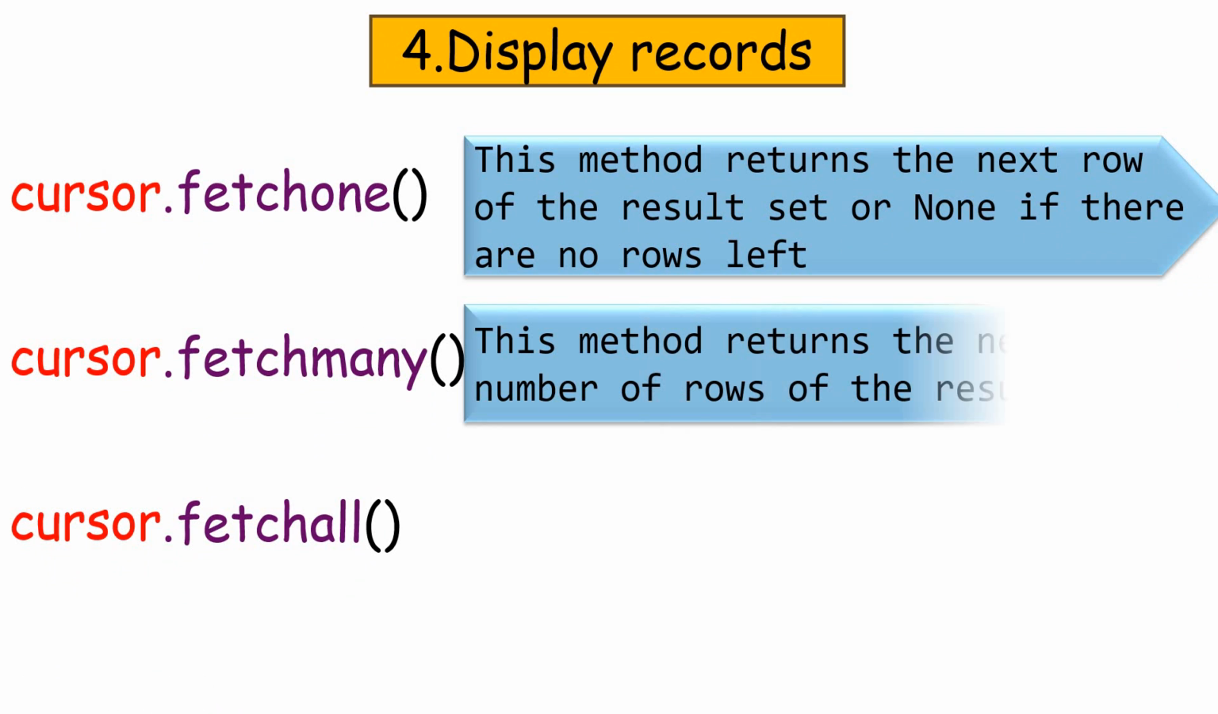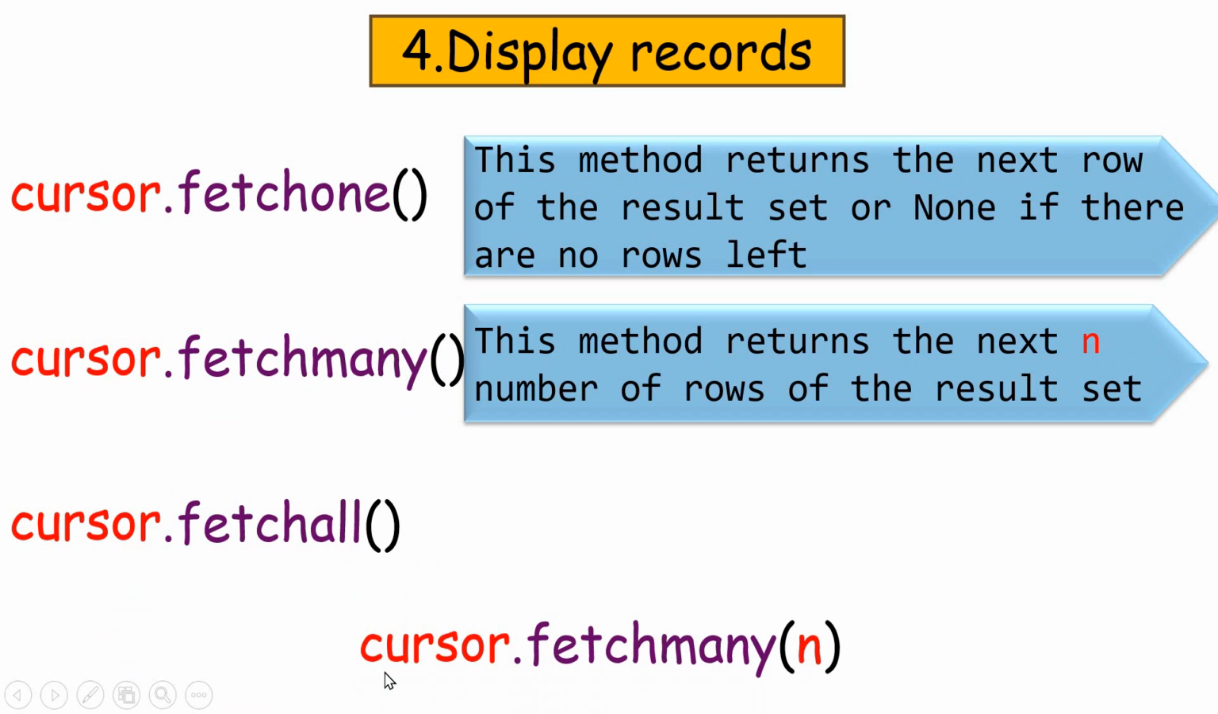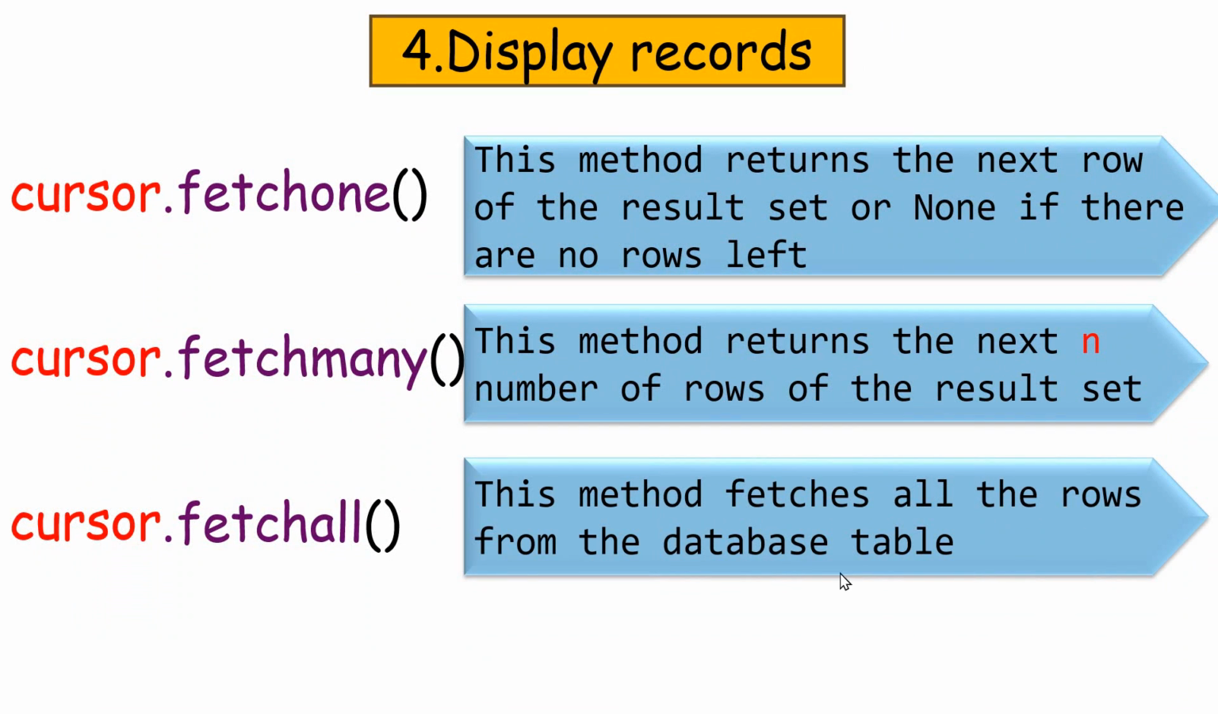The fetchmany method returns the next n number of rows of the result set. To use fetchmany, you should write cursor.fetchmany(n). Here n denotes the number of rows to be fetched. It can be 3 rows or 5 rows from the table. And cursor.fetchall(): the fetchall method fetches all the rows from the database table. Next, I will show you examples for each of them.